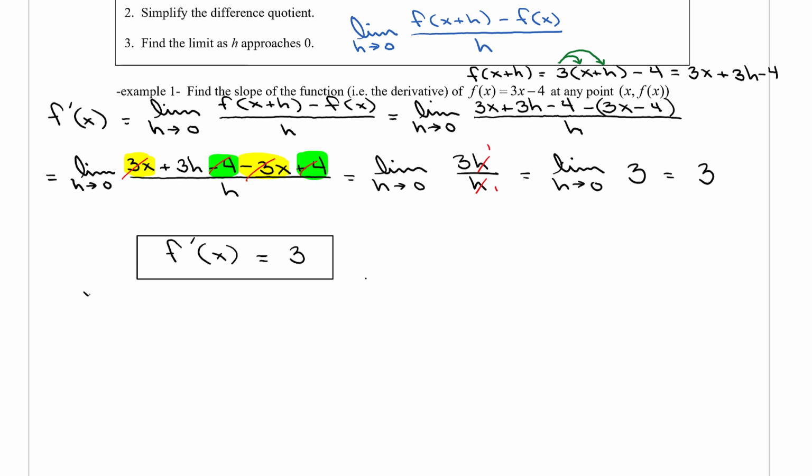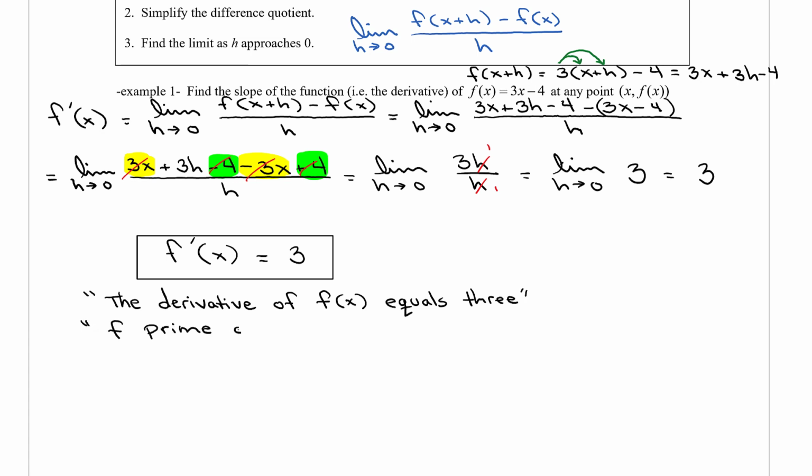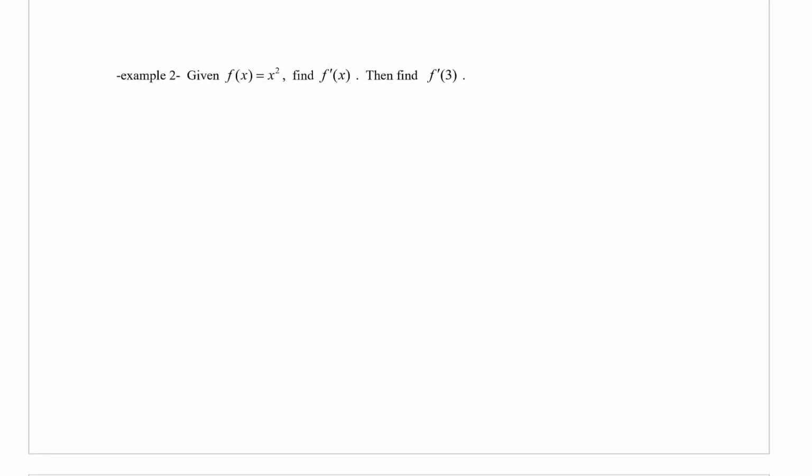And I'm also going to write this out in words. I went ahead and wrote the derivative of f of x equals 3. Or another way we could say this, we can say f prime of x equals 3. So now we are ready to move on to example number 2.